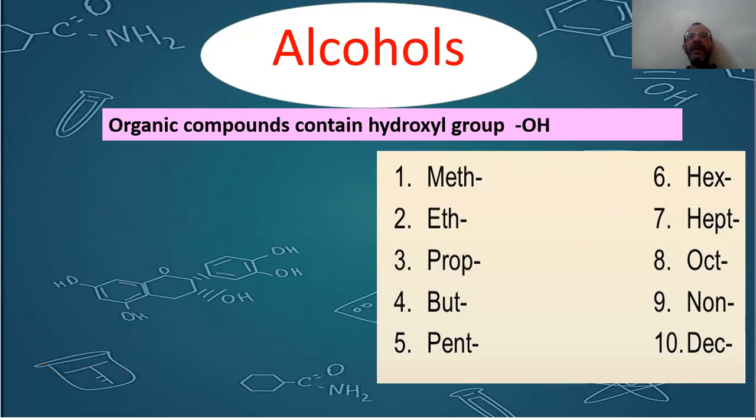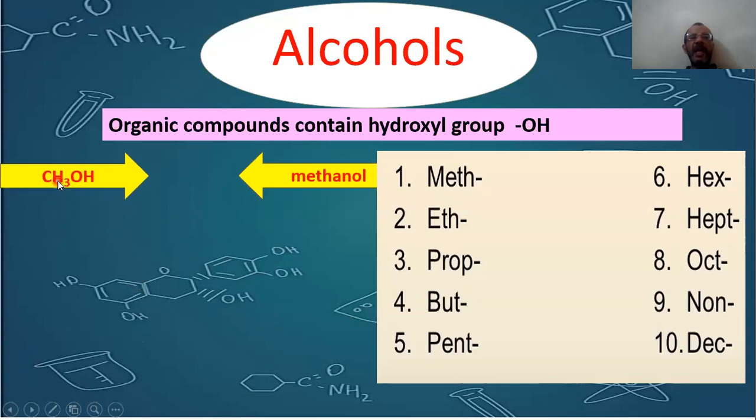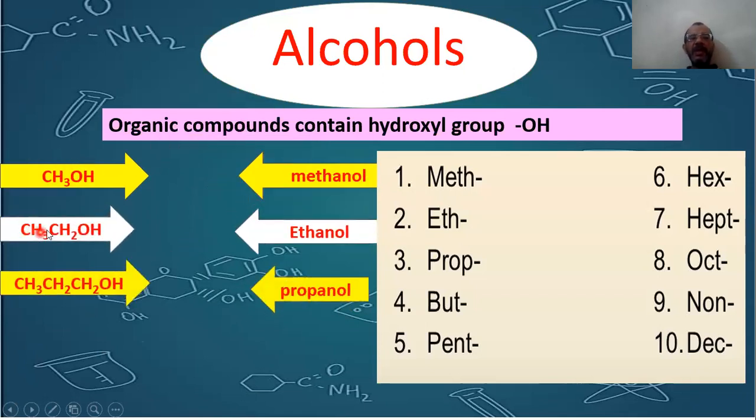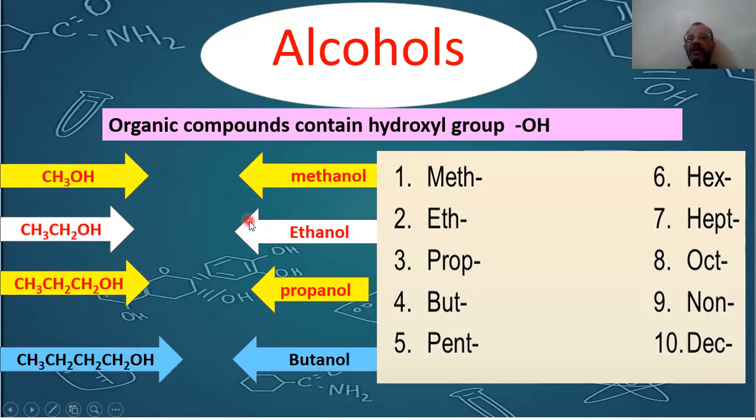Let's see how we can name acids. But before that, we can have alcohols like CH3OH, one carbon atom, methanol. Two carbon atoms, 1, 2, will be ethanol. Three carbon atoms, 1, 2, 3, propanol. Four carbon atoms will be butanol, and so on. That is the structure of alcohol.